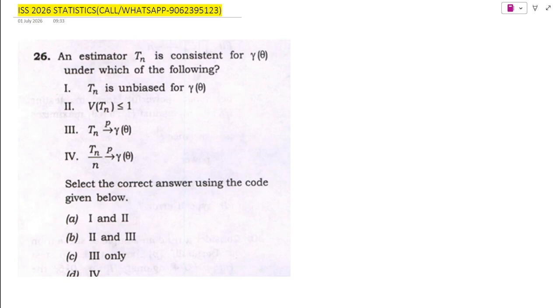The ISS examination conducted by the UPSC is one of India's most prestigious examinations for the statistics graduates. And the paper is designed to test not only the computational ability but also a deep understanding of the statistical theory. So in ISS, the questions on the properties of estimators such as the unbiasedness, consistency, efficiency and the sufficiency are asked almost every year. And today's question is a classic example of that.